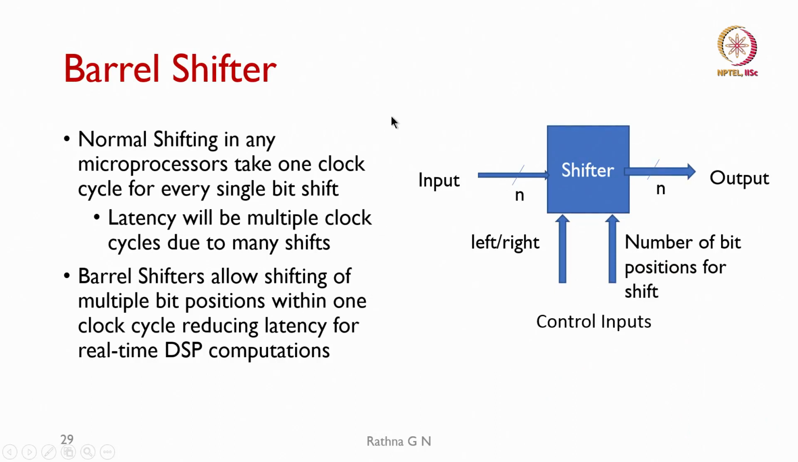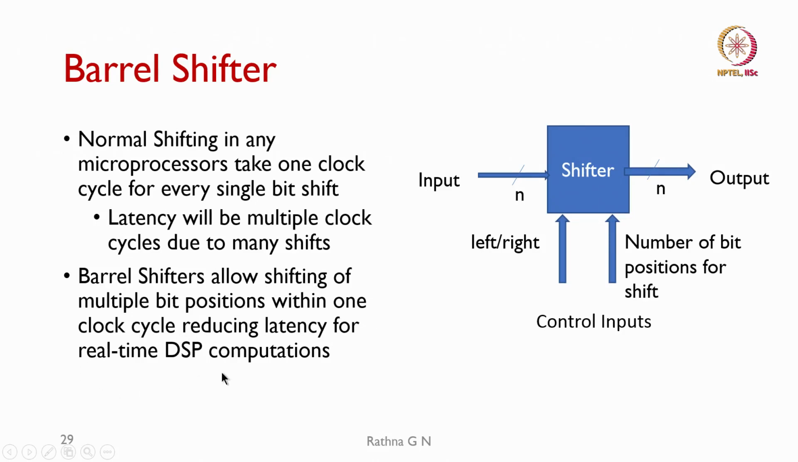We know that sequential shifting is going to cost us n clock cycles if we need an n-bit shift. In a normal shifter in any microprocessor, it takes 1 clock cycle for every single bit shift. So the latency will be multiple clock cycles due to many shifts.